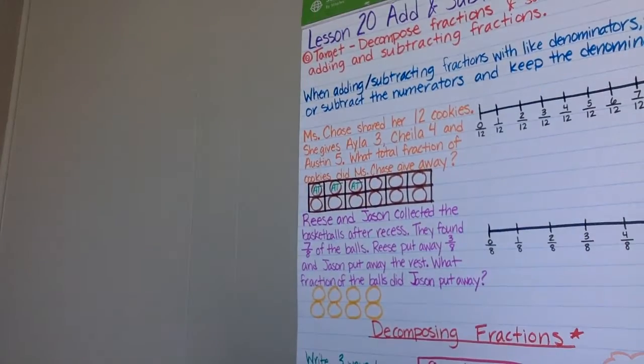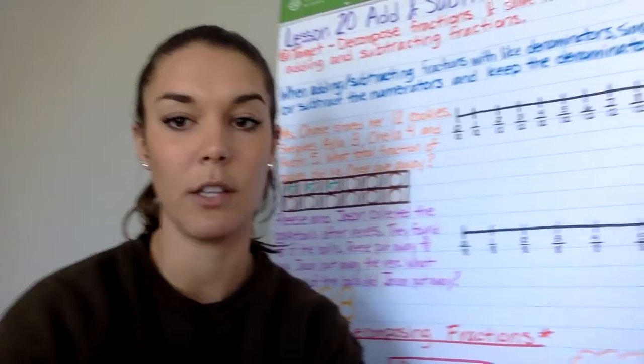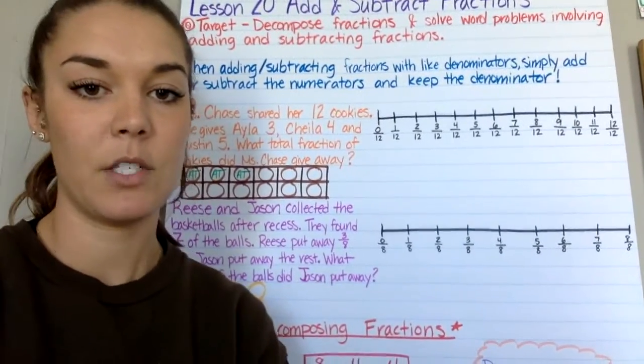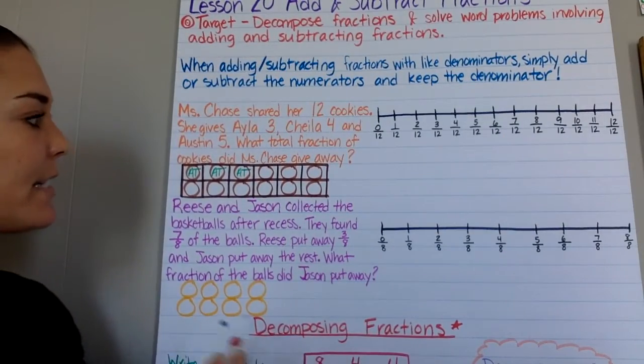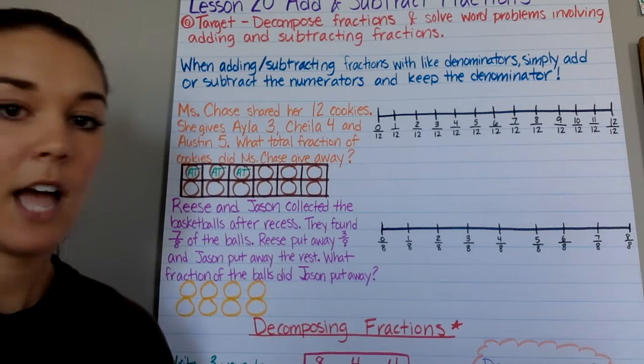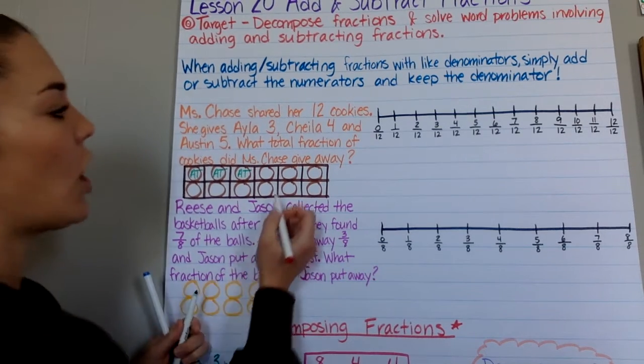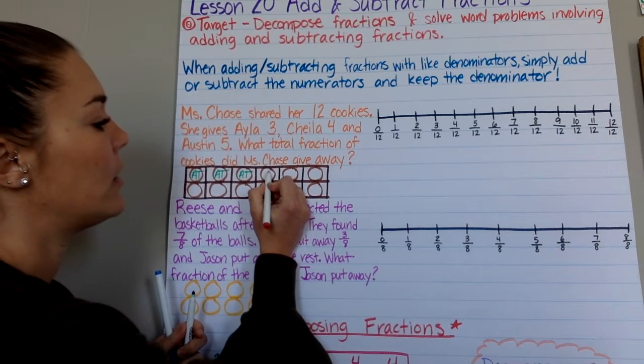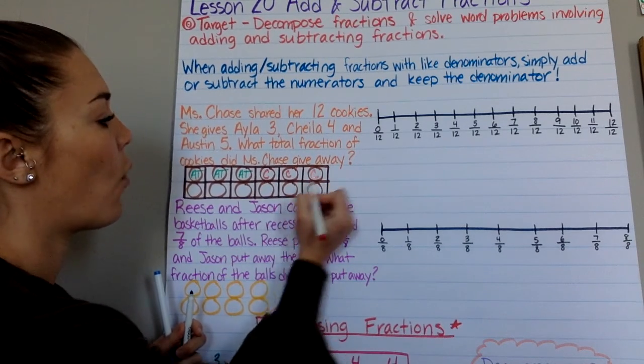Whoa. Dropped my book on the floor. Okay, so we have Ayla. Now how many does Shayla have? Shayla has 4 cookies. So I'm going to go in and label Shayla with a C on 4 of the cookies.